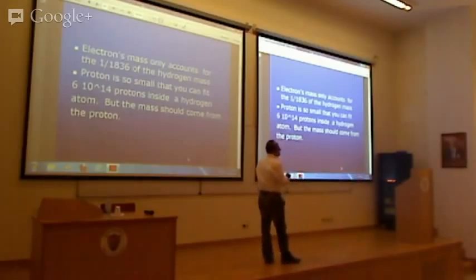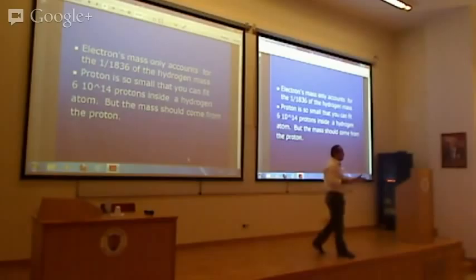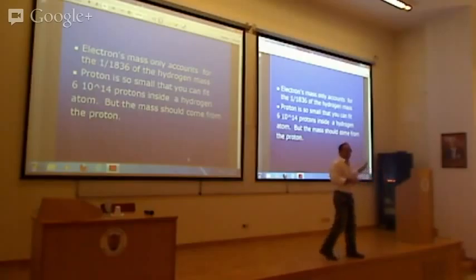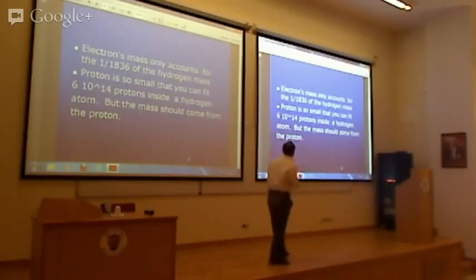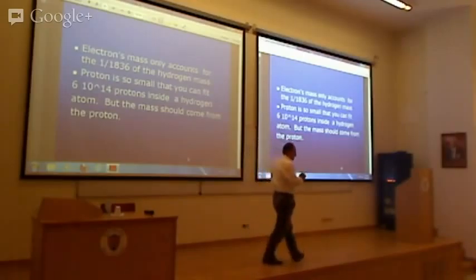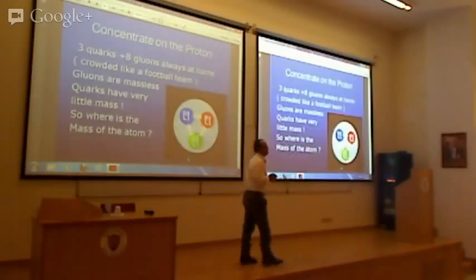The proton is really small in radius, charge radius, if you like. You can fit like 10 to the 14th protons inside the hydrogen atom. I mean, then you should think of the atom really as empty space, according to this picture. But of course, the mass should come from the proton. Mass of the atom should come from the proton. Now, concentrate on the proton.